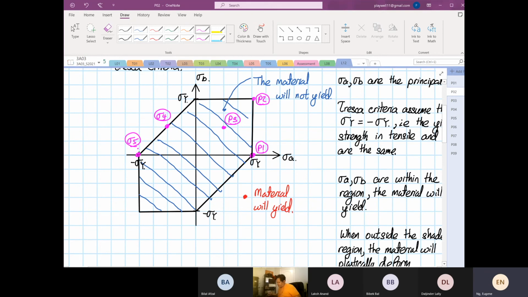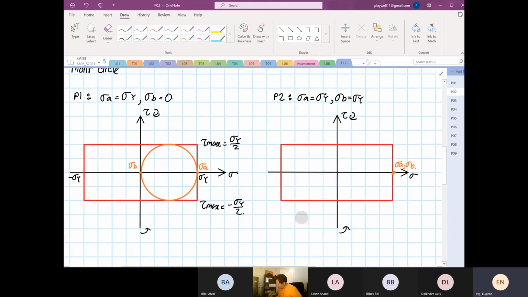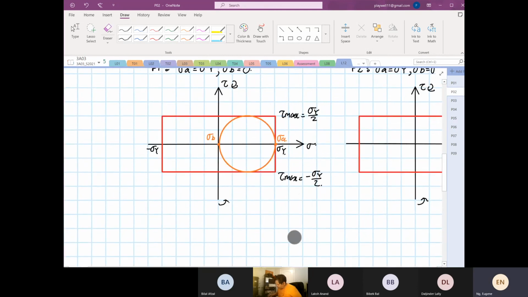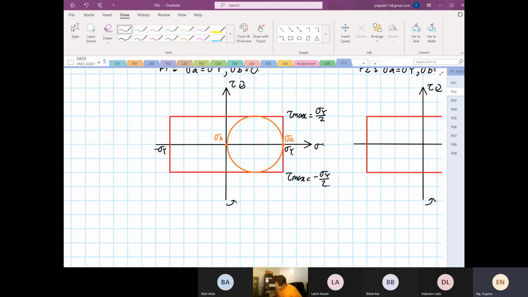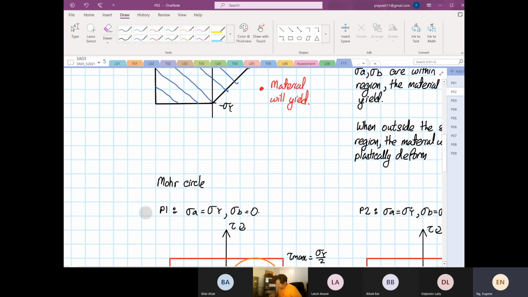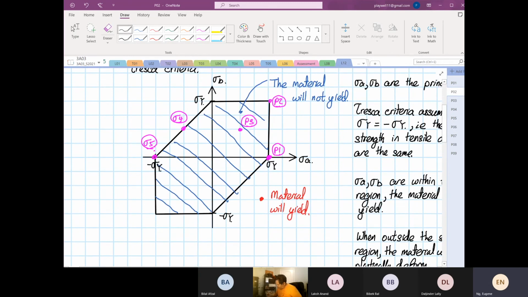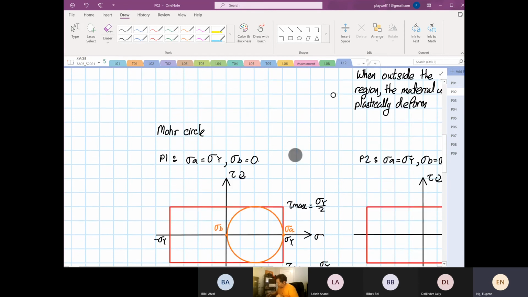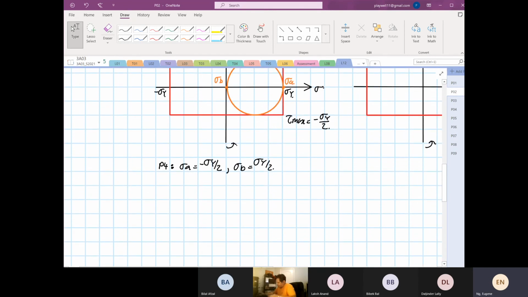So let's look at point number 4 now. I'm going to sketch point number 4, maybe I'll come below. Point number 4 is where your stress A is equal to minus stress Y divided by 2, and your stress B is equal to stress Y over 2. You can see down here, stress A is minus, stress B is positive. So what happens? Now you can see the circle shifting.